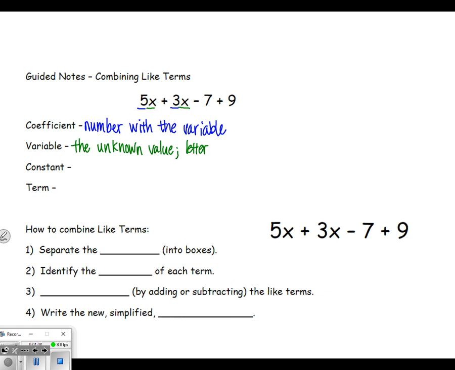Okay, a constant, I'm going to do with red. Constants are just numbers. Numbers by themselves, no variable.